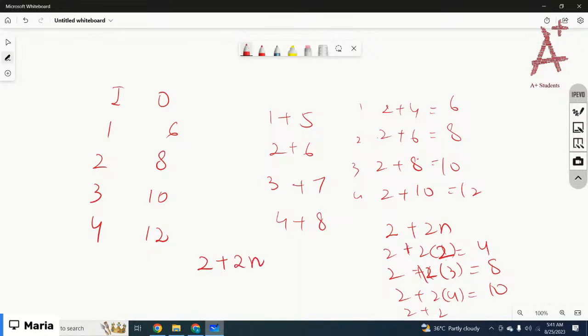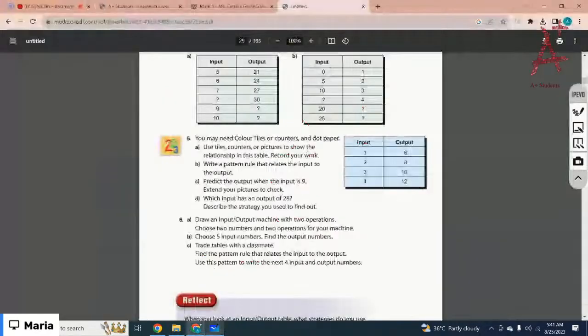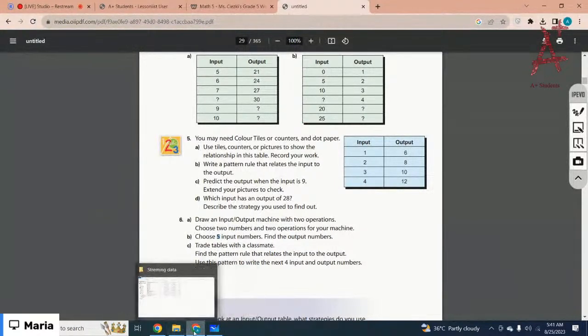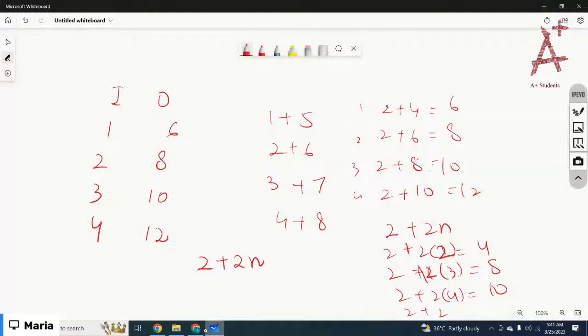Right? And you have to calculate for the next one. Predict the output when input is 9. Okay, input is 9. 2 times 9 is 18, 18 plus 2 is 20. That means when input is 9, the output would be 20.